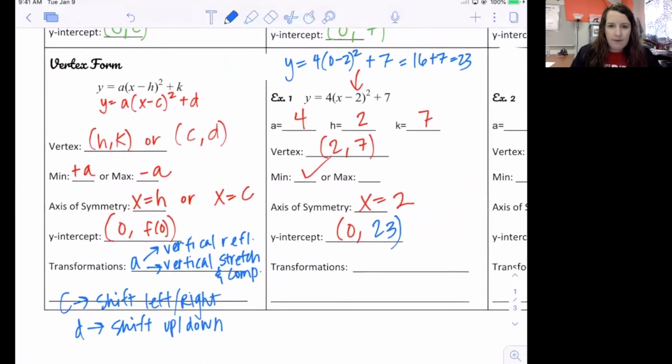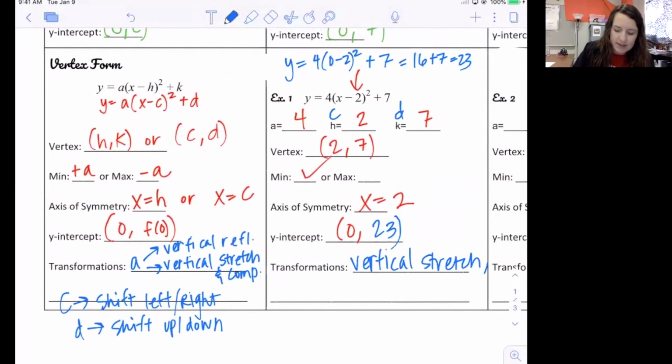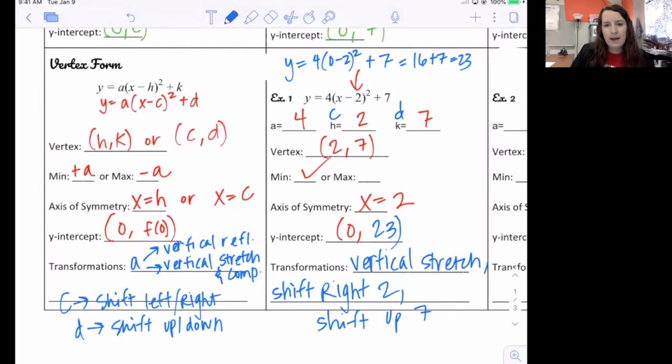So for this first example, I have an a value of 4. So since that's greater than 1, it's going to be a vertical stretch. I have an h value of 2. So I have a positive h value, which is going to shift to the right 2. Okay, remember h and c are the same thing, k and d are the same thing. Or we could say it says x minus 2 in our equation, so that's also going to represent the shift right. So it's going to shift right 2, and then it's going to shift up 7, because I have a positive 7 for my k value.